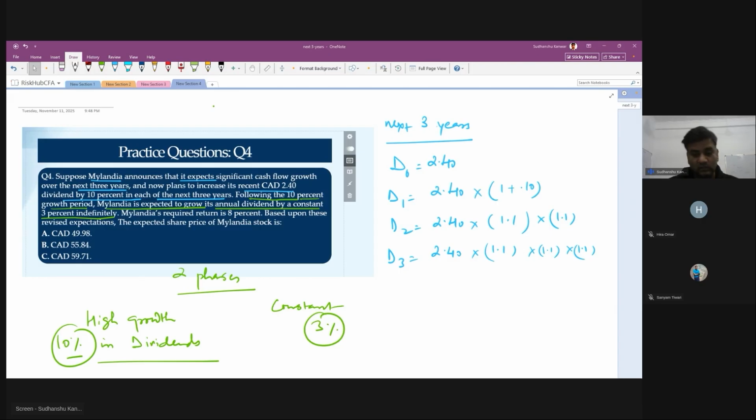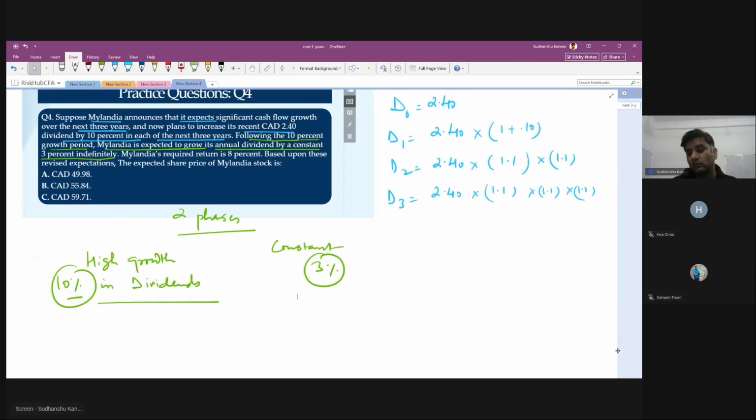So if you put it very simply, for the first 3 years, you calculate the values. I think this value is 2.64. This value is 2.90, right? And just to save my time, I'm taking the values from the solution. The third value is 3.19. Now, please note down that this is the first period and this is the second. For the second period, you have to be very sure about the starting point.